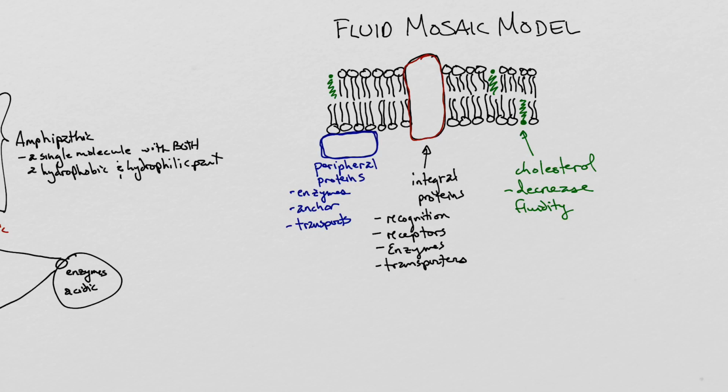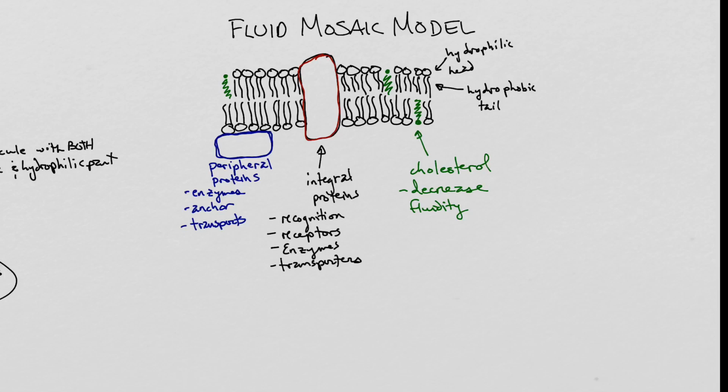So the only thing we didn't do is add a little bit of labels here. We can label the hydrophilic head on the phospholipid. We can label the hydrophobic tail on the phospholipid. And we can label that these together make a phospholipid molecule.